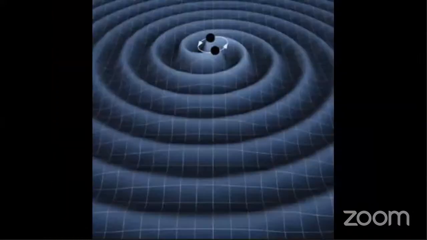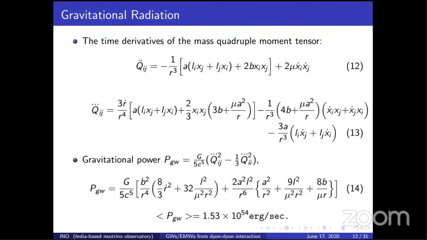Next slide, please. So in our case, if you have two dyons going about each other, they will also release gravitational waves. Next slide, please. And since the gravitational wave amplitude depends upon the second time derivative of the mass quadrupole moment, while the power released depends upon the square of the third derivative of the quadrupole moment, one can estimate for the dionic problem, we show that the gravitational power generated from such a system is about 10 to the power 54 erg per second.